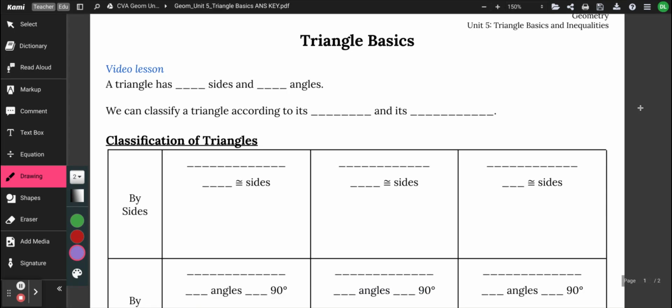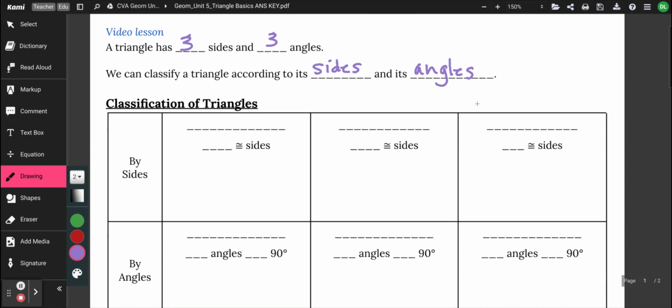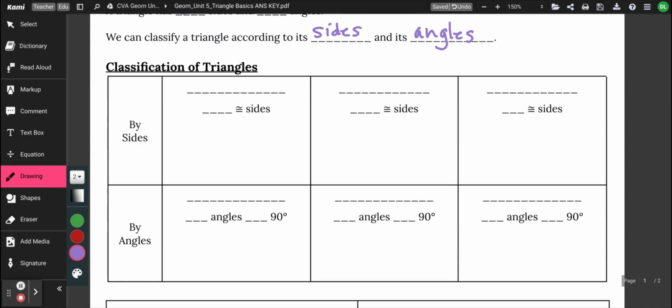In this video, we're going to review some triangle basics. So we know that a triangle has three sides and three angles, and we can classify the triangles according to the sides and angles. We know there's three ways to classify a triangle by its sides: equilateral, isosceles, and scalene.